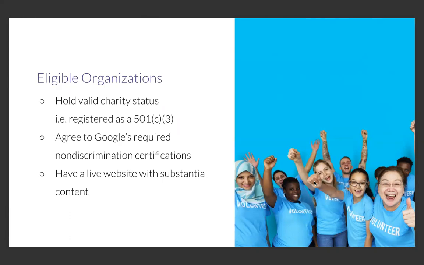You have to agree to Google's required non-discrimination certifications, so that's just something else to be aware of. And then you have to have a live website with substantial content. This one's very important because sometimes we'll get nonprofits whose website's just not up to date. So it's always very important to have an up-to-date website because if you don't, Google will tell you basically to get a new website and then you can reapply. So obviously, if you already have a great working website that's functioning and you apply for the grant, you just have that better opportunity to get accepted.